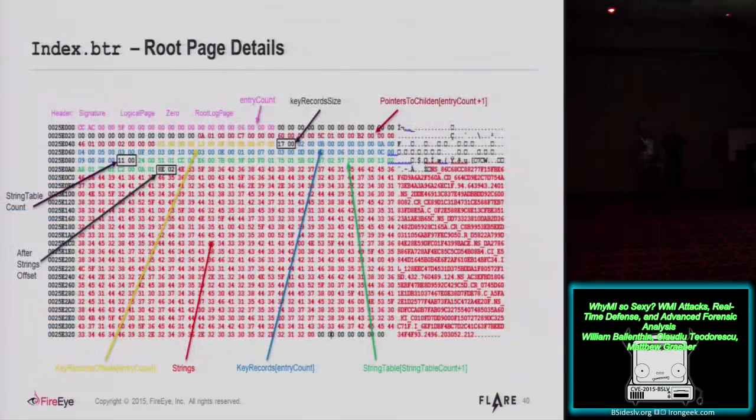Here is a representation of a page in the B-tree. It's very powerful, and details are in the white paper.